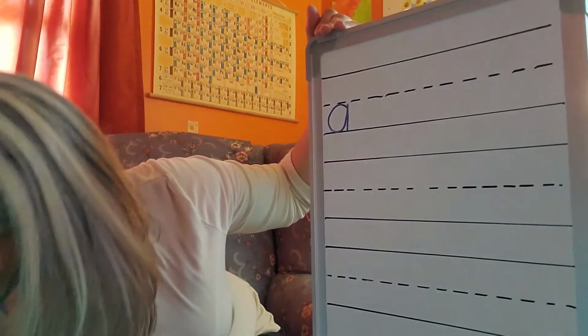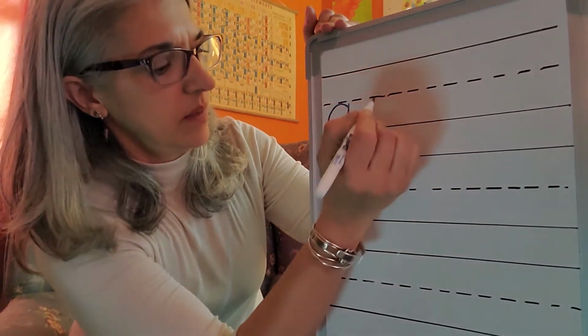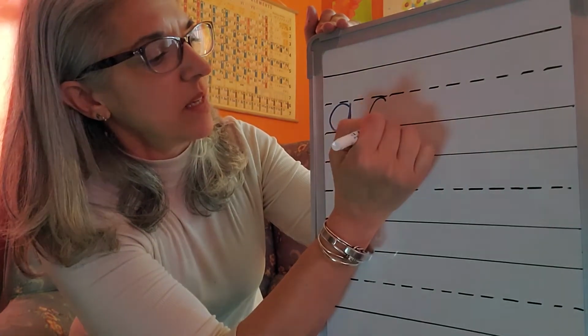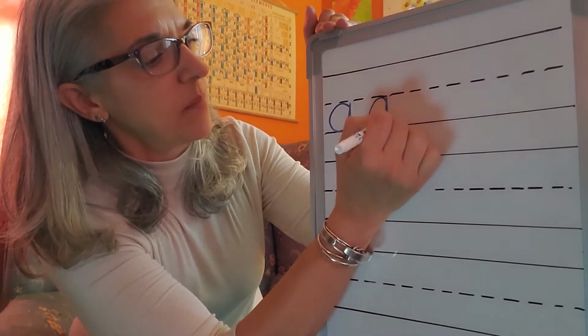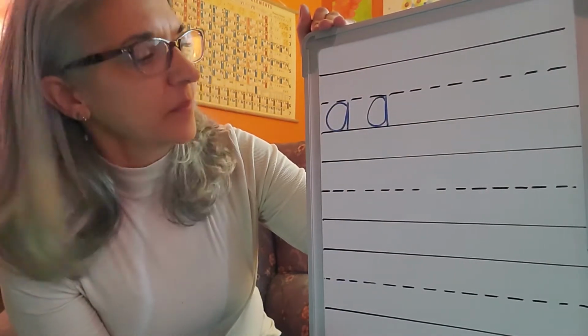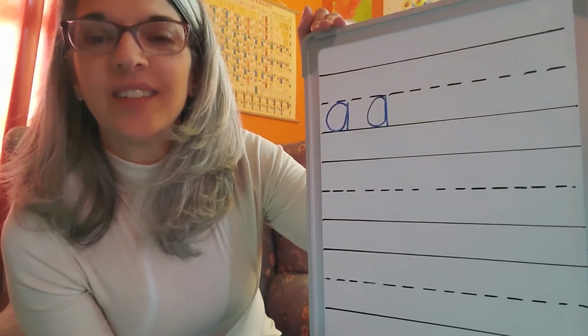See that? One more time. It's hard, I don't want to erase this line. Circle back all the way around, push up, pull down straight. Well, that's A. Okay. The next letter we're going to try is C.